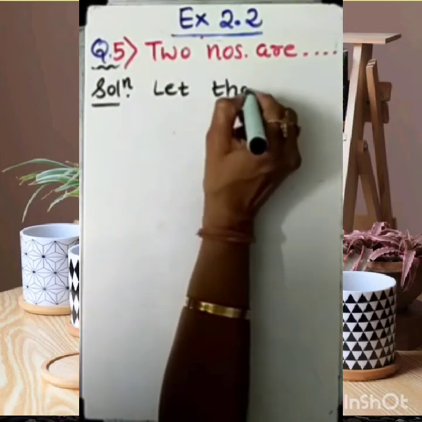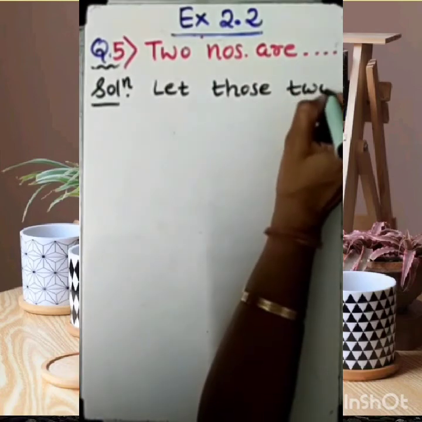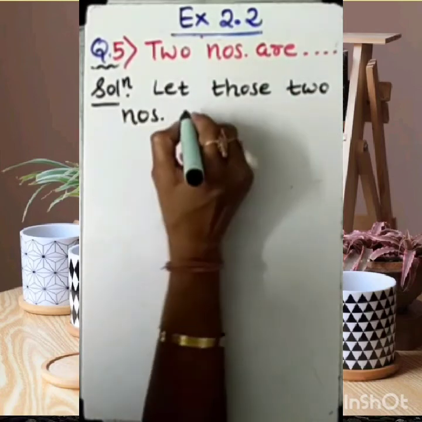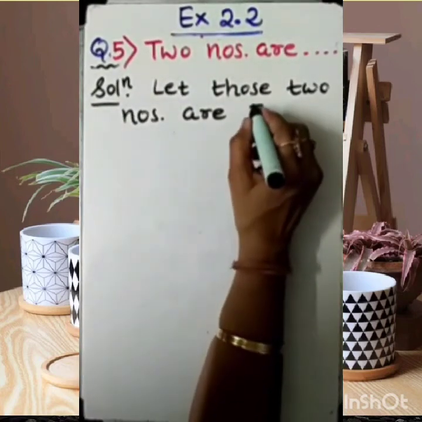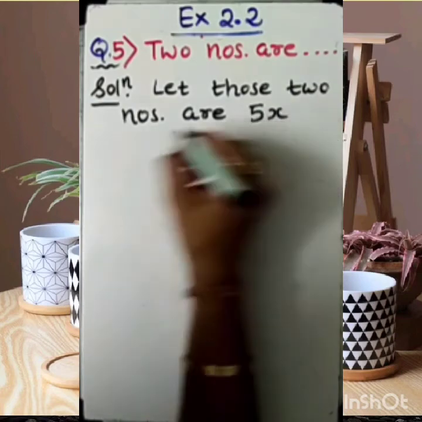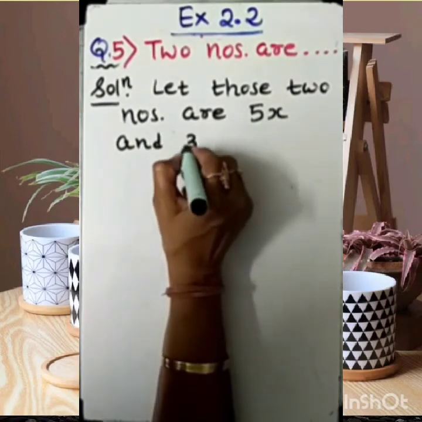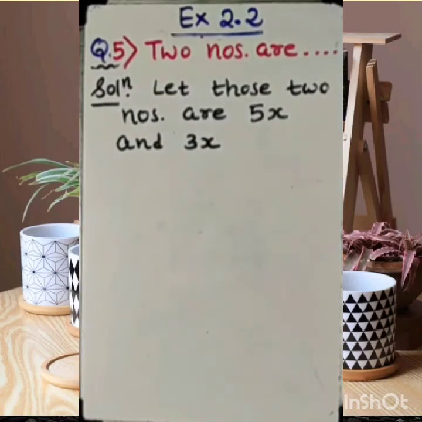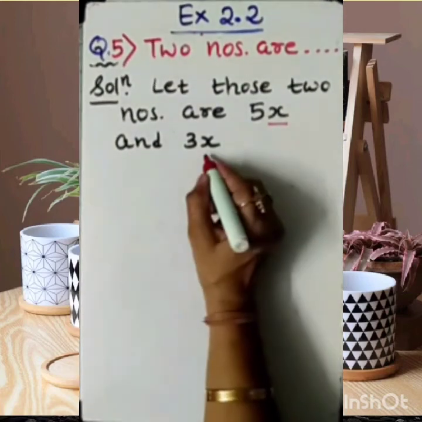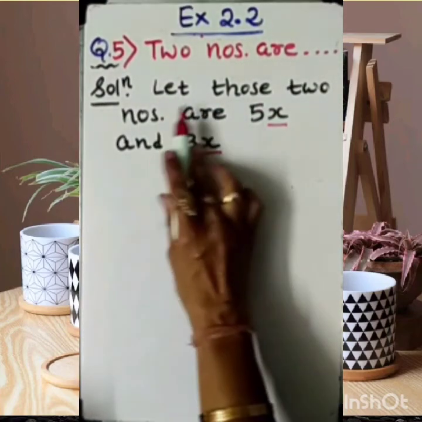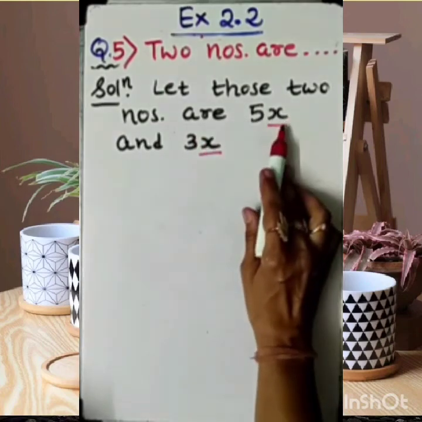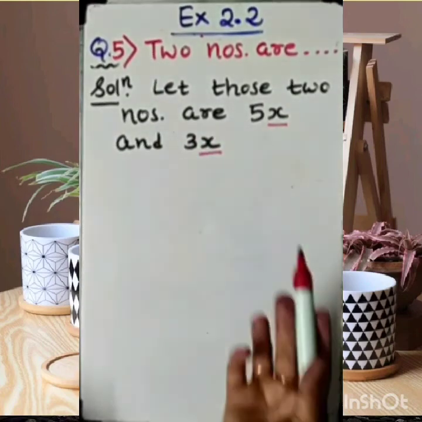Let those two numbers be... We need to begin with this. What is the ratio? 5:3. So the first number will become 5x and another number will become 3x. So dear student, why are we writing this x? Here x is considered as a constant term because it is given in the ratio. So whenever we are given a ratio form, then we need to mention it this way. Let those two numbers be, one of them 5x and another 3x.